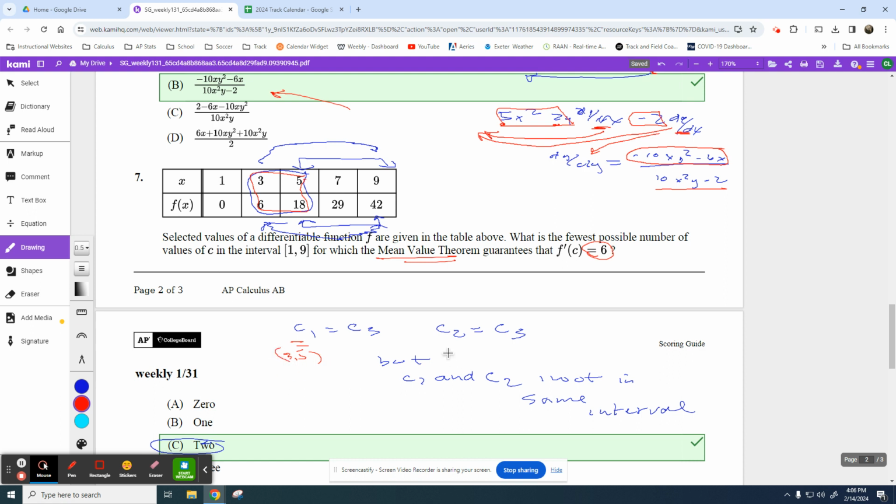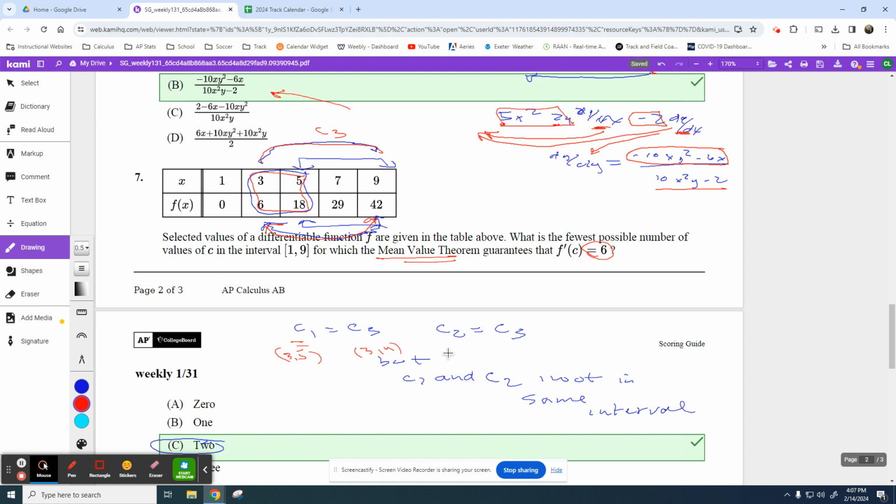And then if I go from 3 to 9, I'll do this one here, 3 to 9, is going to be the same thing. 42 minus 6 is 36, divided by 9 minus 3, that's 6. It gives you a value of 6. And we'll call that one C3. So C3 is equal to 6, and that's going to be from 3 to 9. They're on the same interval, so we're good.